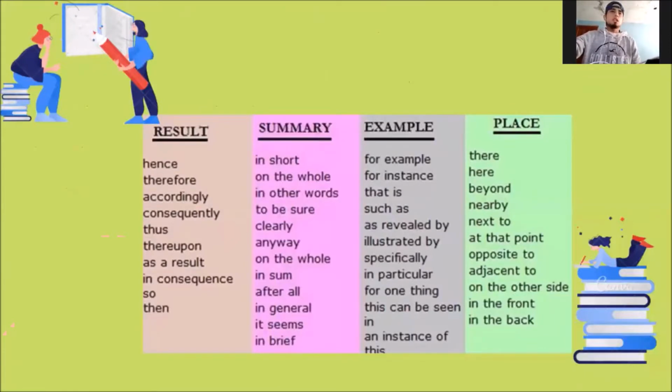Okay, the next part we have result. We have different types: consequently, as a result, and consequence. The next we have summary: in short, in other words, clearly. And to give examples, we have for example, for instance, such as. For the last part, we have place. To give this, we have linking words or phrases like there, here, beyond, nearby, and next to.